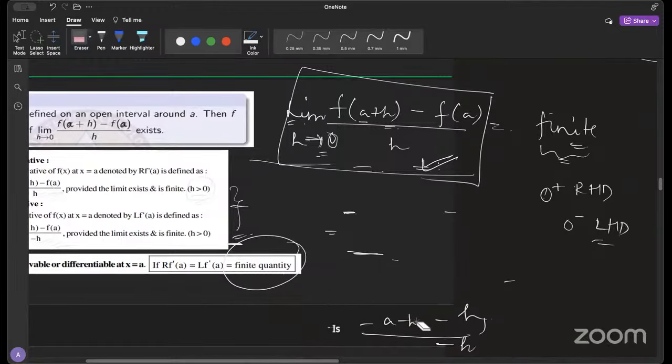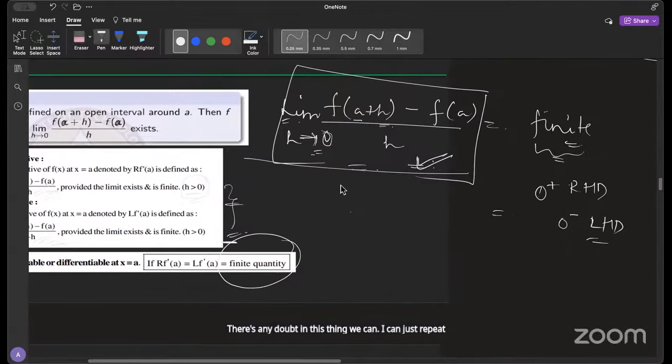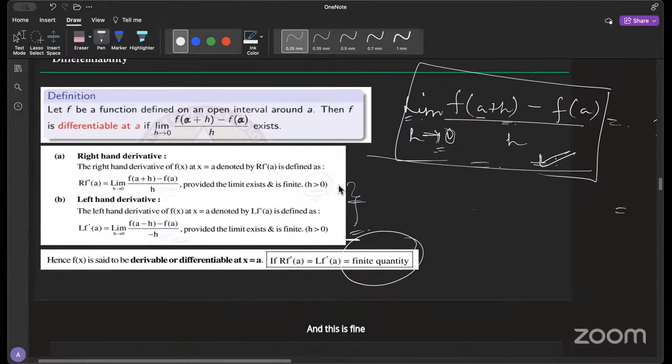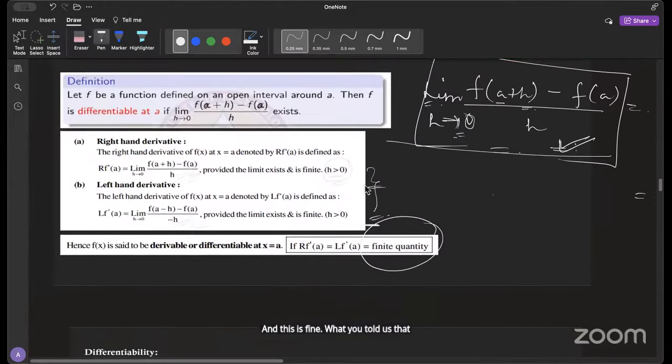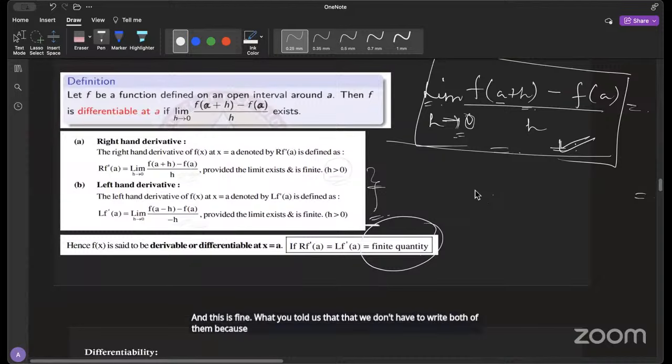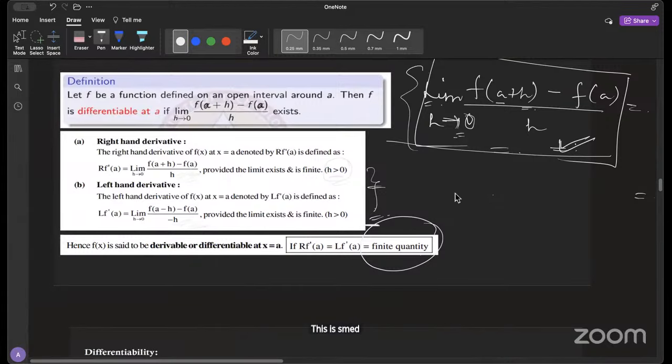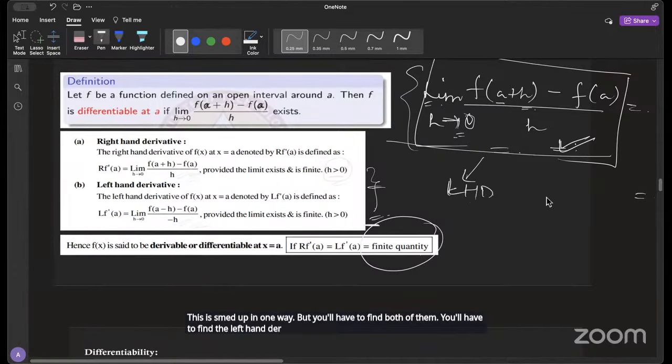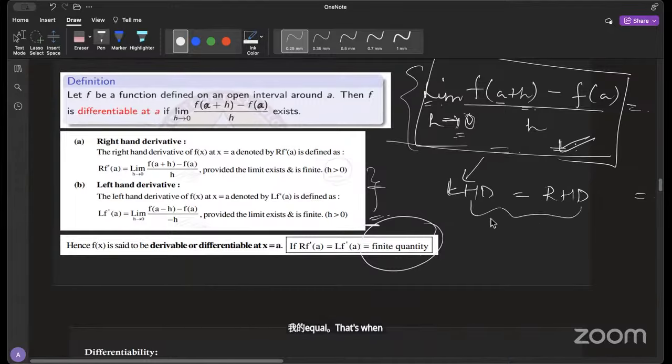Is there a confusion in this? If there's any doubt in this thing, I can just repeat this entire thing. Ma'am, this is fine. What you told us is that we don't have to write both of them because we can sum it up in one way, but yeah, you'll have to find both of them. You'll have to find the left hand derivative and the right hand derivative both to make sure that they both are equal. That's when you say that the limit exists, right?